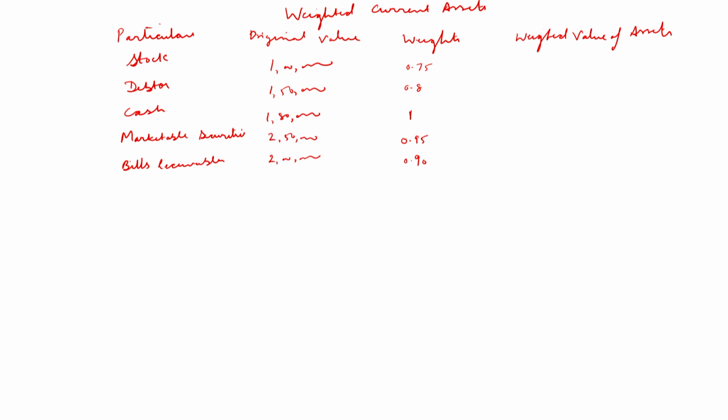So the weighted value of the stock will become 75,000, for the debtors it becomes 1,20,000, cash 1,80,000, marketable securities 2,37,500, and bills receivable 1,80,000. So the total weighted current assets will be 7,92,500. Similarly, we calculate weighted current liabilities.